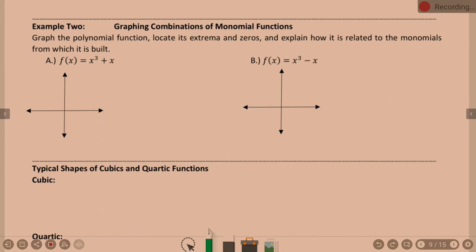In our next example, we are asked to graph the polynomial function and locate its extrema and zeros and explain how it's related to the monomials from which it is built. So we've got several pieces happening here. I don't have any information on mine that indicates that I graphed that by hand. So what am I going to tell you to do? Computer it. We're going to put this on the calculator.